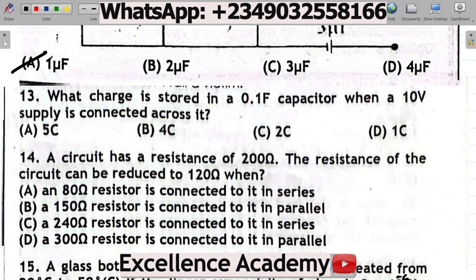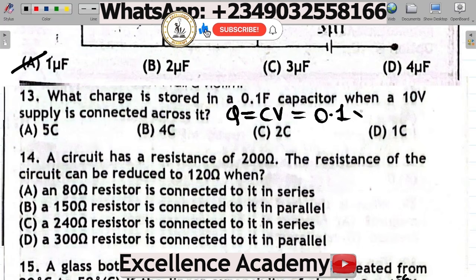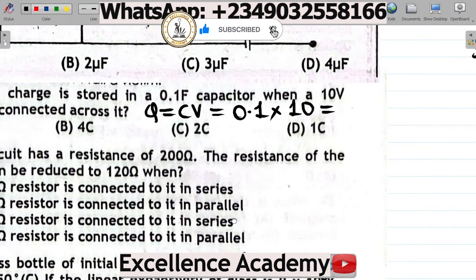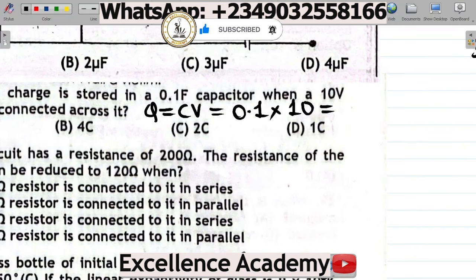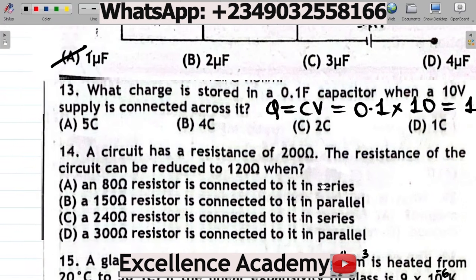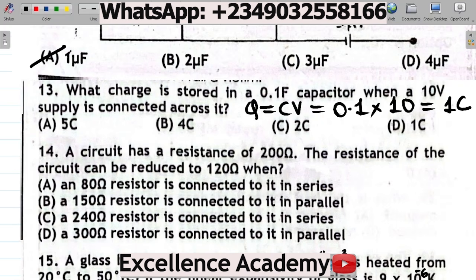For this question, you want to know that the charge Q is equal to the capacitance times the voltage, all right? And that's equal to the capacitance, 0.1 farad, times the voltage, 10 volts. Now multiply this, 0.1 times 10 gives you 1 coulomb. So for this question, the correct answer is D, 1 coulomb.